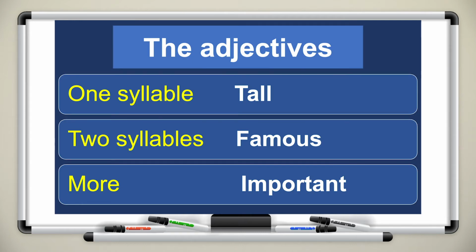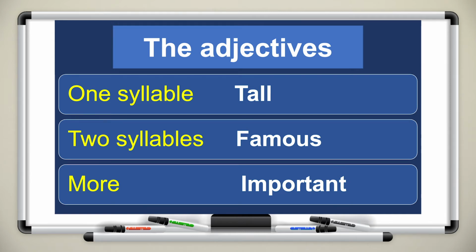Take a look at those adjectives. One syllable adjective is tall. You say it once, tall. You cannot divide this word, so it's a one syllable word. The second adjective is famous. It has two syllables. You can divide this word to two syllables, saying famous. And there are some adjectives that have more than two syllables, like important.